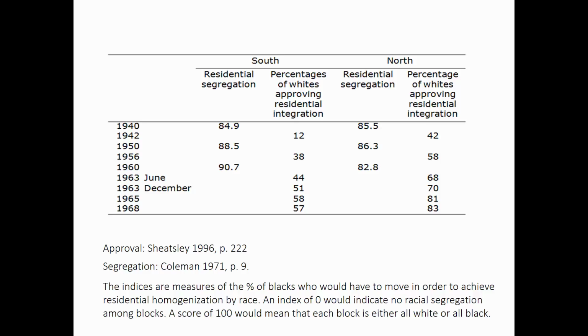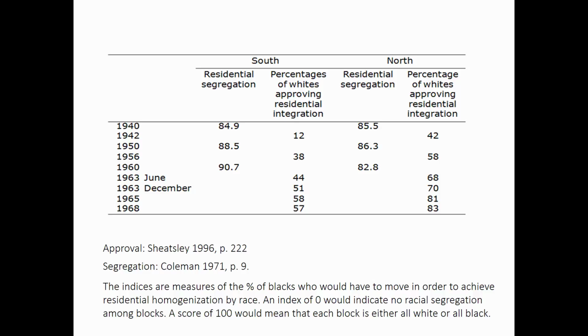Now let's compare the South and the North columns with each other when it comes to both residential segregation and approval of residential integration. First of all, when we compare these columns, there's not much of a difference, right? In 1940, there's actually even more segregation in the North. In the 1950s, it's about the same. By the 1960s, there's some more segregation in the South than in the North, but in both it is pretty high.